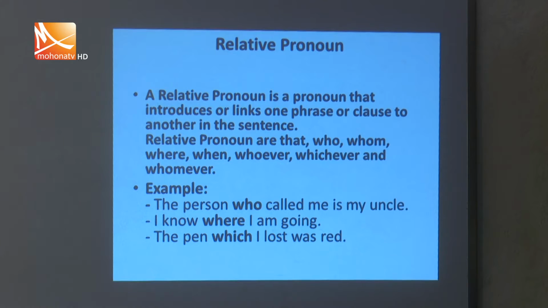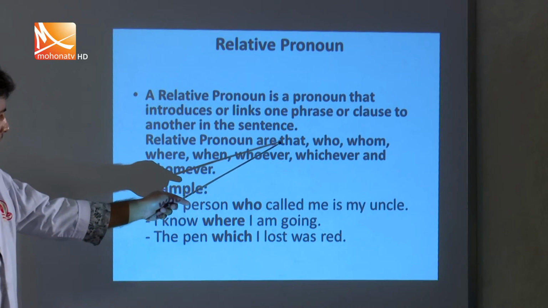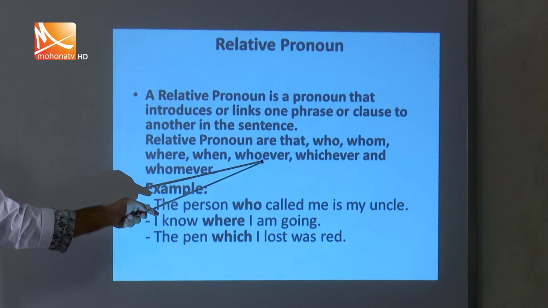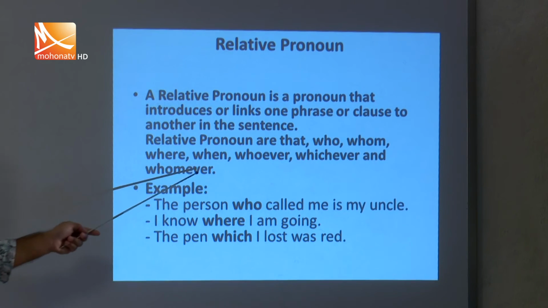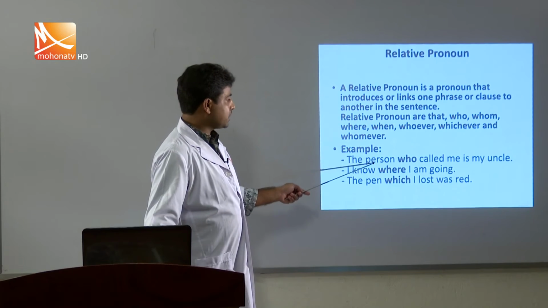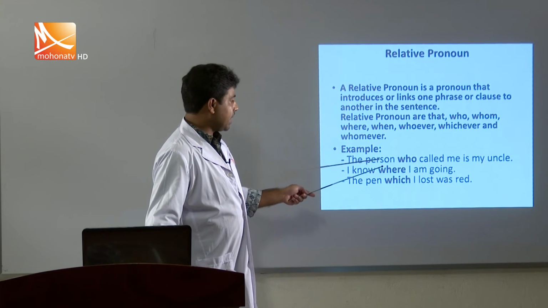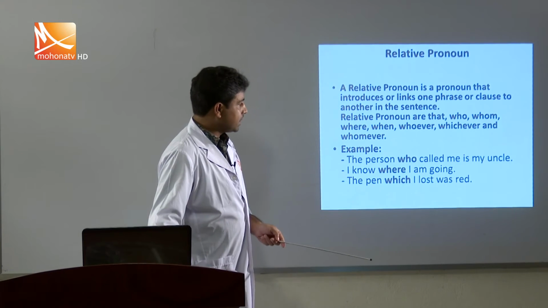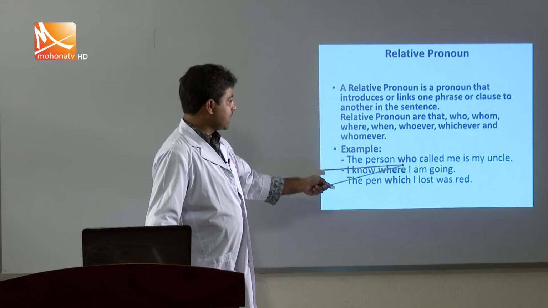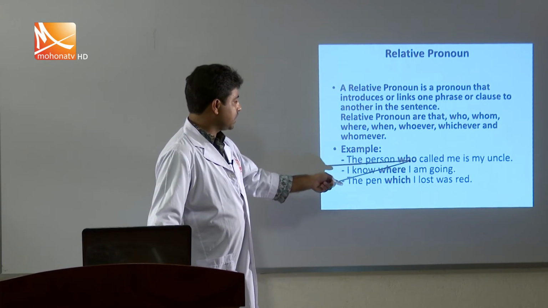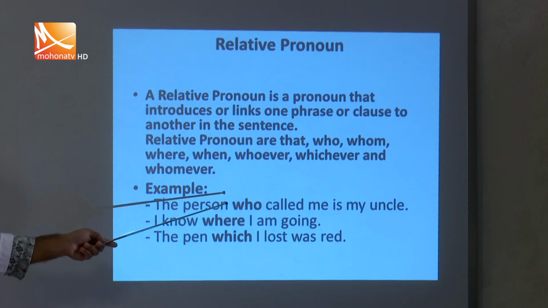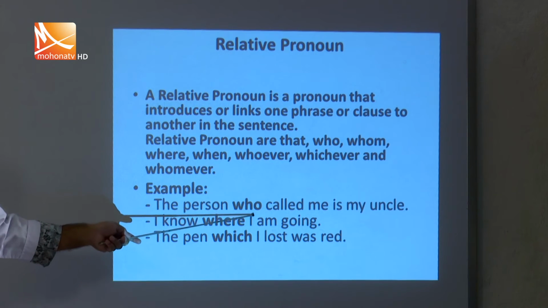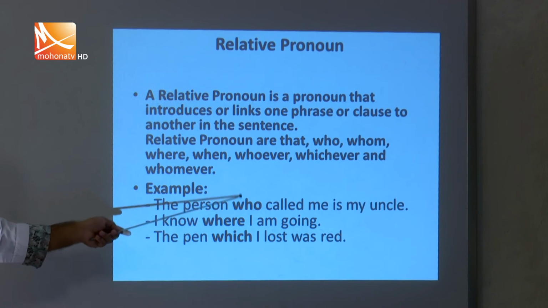Relative pronouns are that, who, whom, where, when, whoever, whichever, and whomever. Example: the person who called me is my uncle. In this sentence, who makes a relationship between the phrase and the sentence. So in that case, it is used as a relative pronoun. Who is a relative pronoun in this sentence.